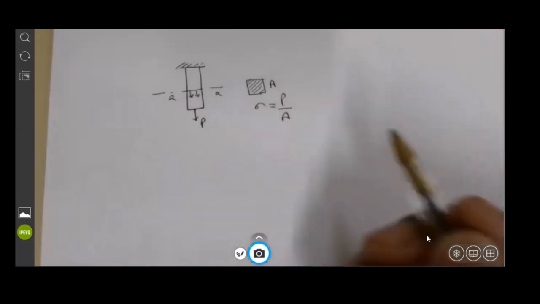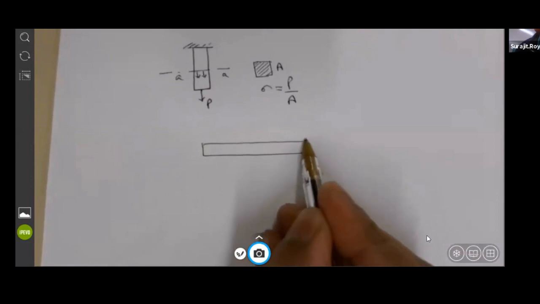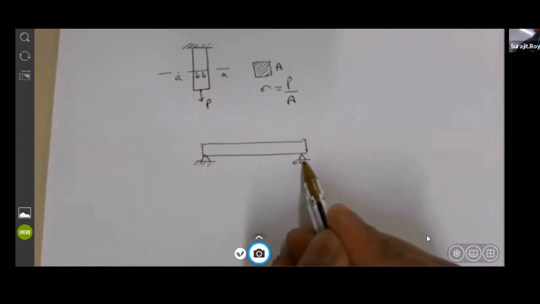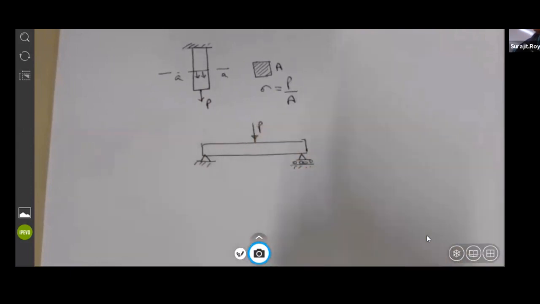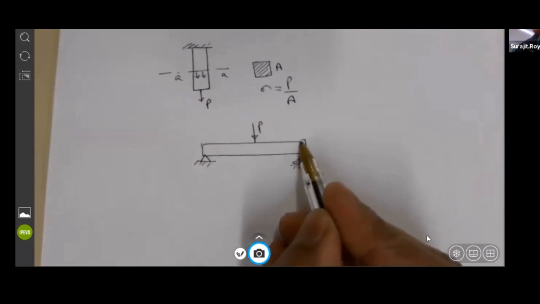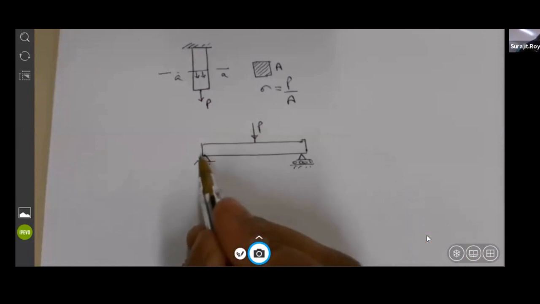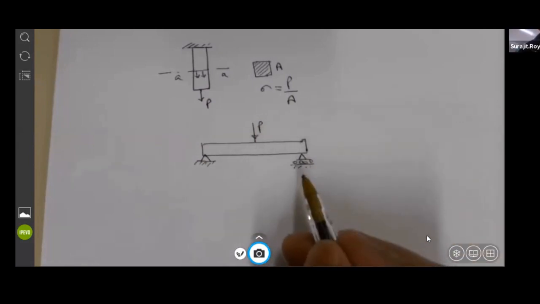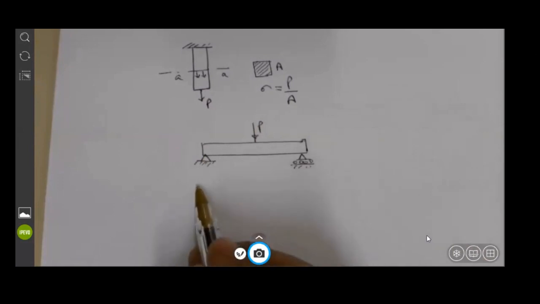Yes. Now, if I say that you have this simply supported beam, and you apply a load P, will the stresses be the same like this, force per unit area? No, then you'll need to take the moment. Yeah, so basically where the stresses would be maximum, do you think? In the middle.